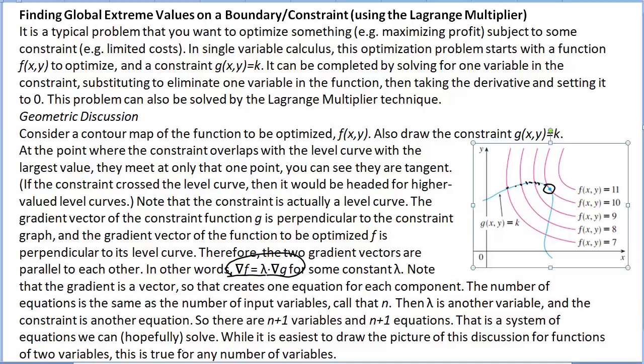Now, it's easiest to draw the picture of this discussion for functions of two variables, which is what we did with this contour map. Everything continues to be true for any number of variables.